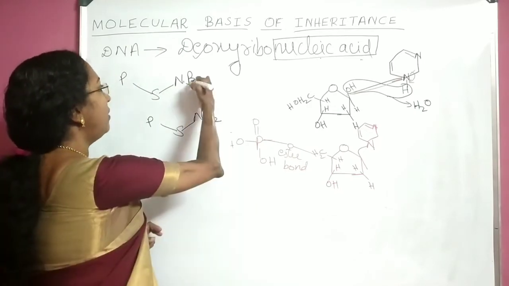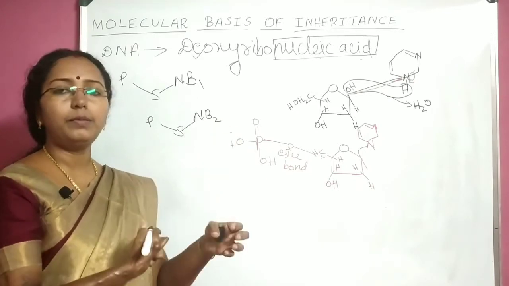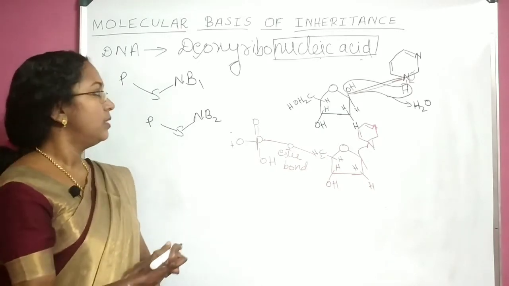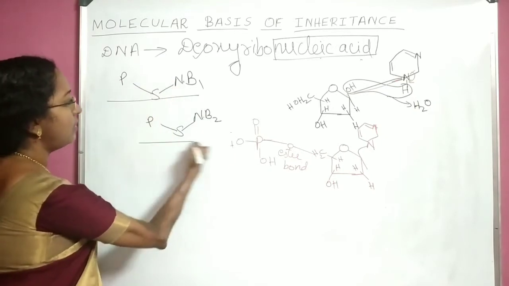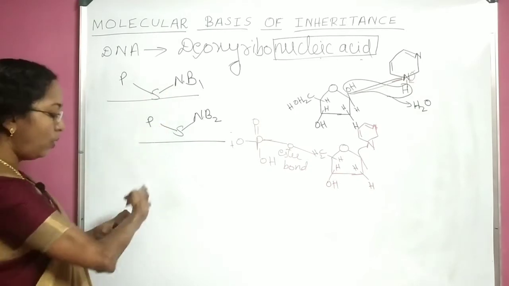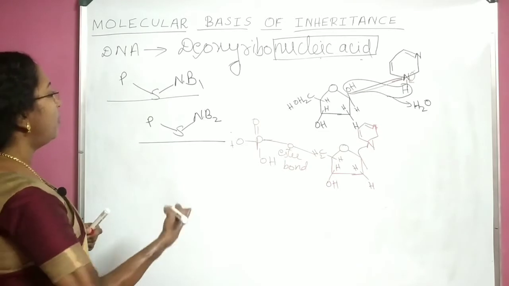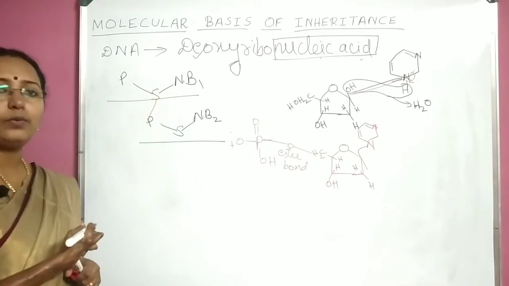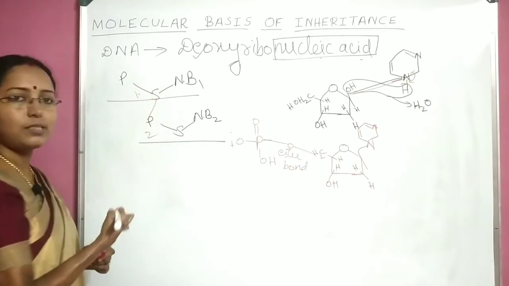That's why I have written here nitrogenous base 1, nitrogenous base 2. Instead of this, I can also write adenine, thymine, guanine, cytosine. Anywhere I can write anything like that. So here, see, this is one nucleotide. This is another nucleotide. In order to make it a nucleic acid, I should draw a bond between these two. And how are they bonded? The bond is between the sugar of the first one and the phosphate of the second one. This is the bond. The sugar of the first one is bonded to the phosphate of the next one.